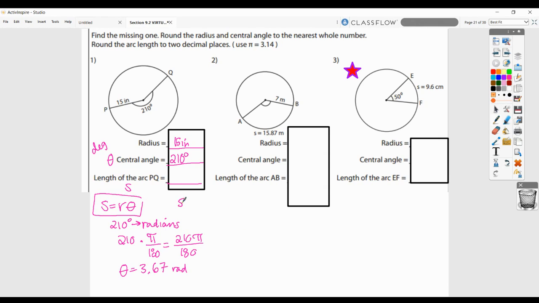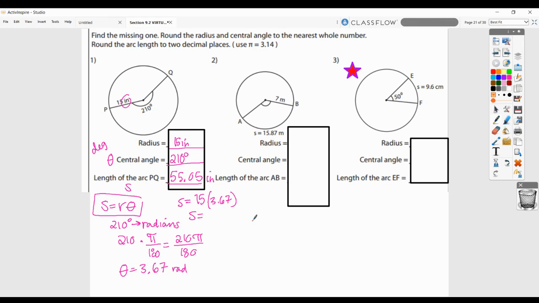So I have S equals, I have my radius, which is 15, and then I have my degree measurement in radians. So just multiply 15 times 3.67. Now remember, when you're doing length of the arc, you need units here. It's inches because that's what was given in my problem for the radius.